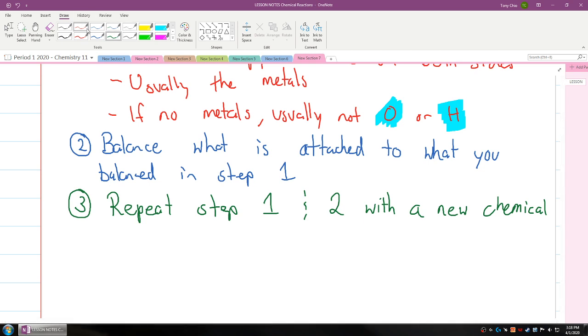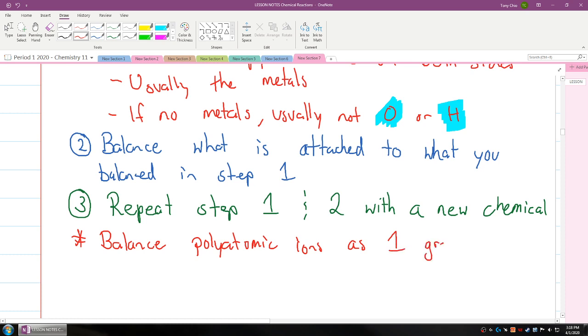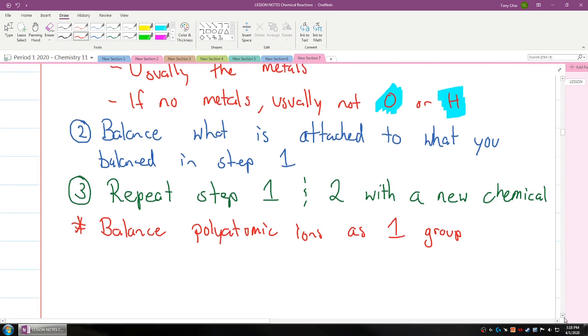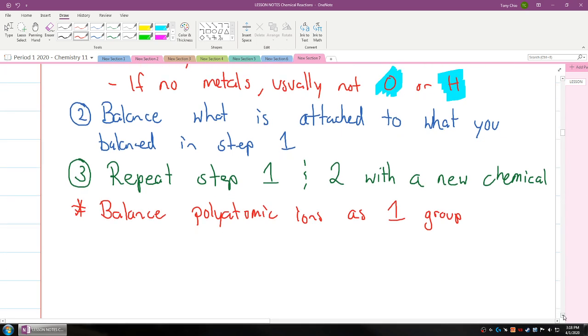Some strategies you want to make sure you have is, for example, balance polyatomic ions as one group. So do not break apart. If it's SO4, if it's sulfate, do not break apart and balance the sulfur by itself and the oxygen by itself. Balance the SO4 together. Okay, here's another strategy I usually have.